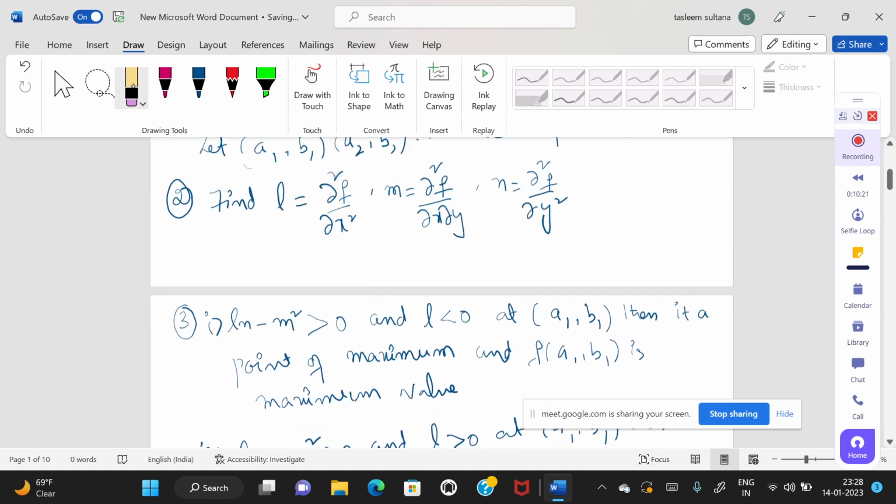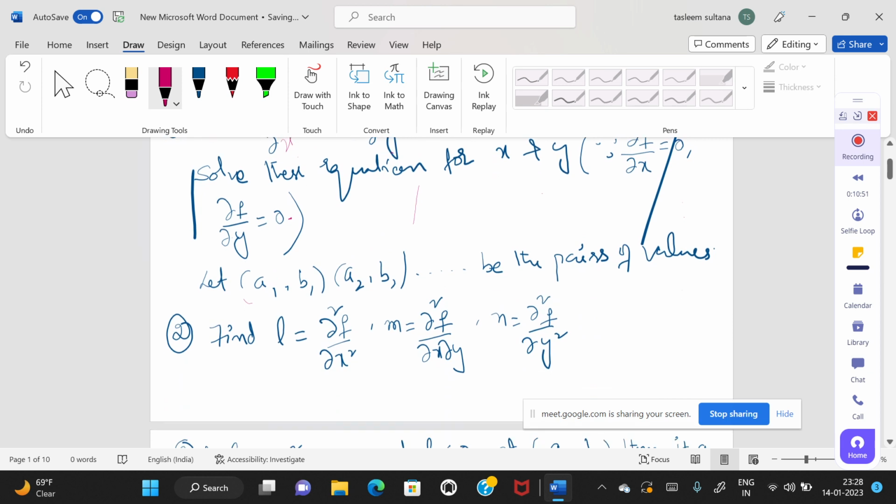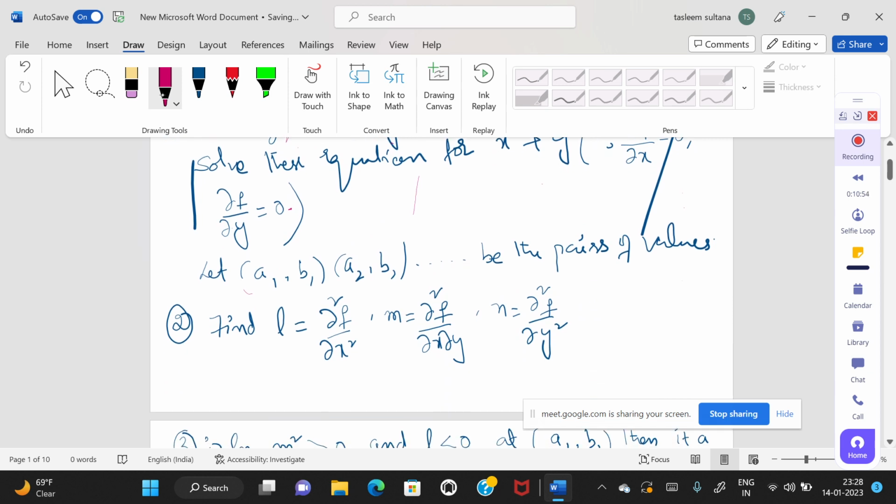For maximum and minimum, only three steps are there. First, you're going to find the partial derivatives with respect to x and with respect to y. Then you're going to set your ∂f/∂x and ∂f/∂y values equal to 0, which changes it into equation form. You're going to solve the two equations for the values of x and y. Those values will be in pair form, that is (a1, b1), or (x1, y1), (x2, y2), and so on.